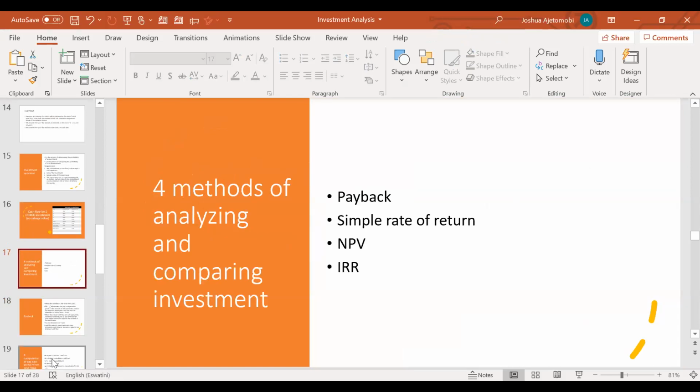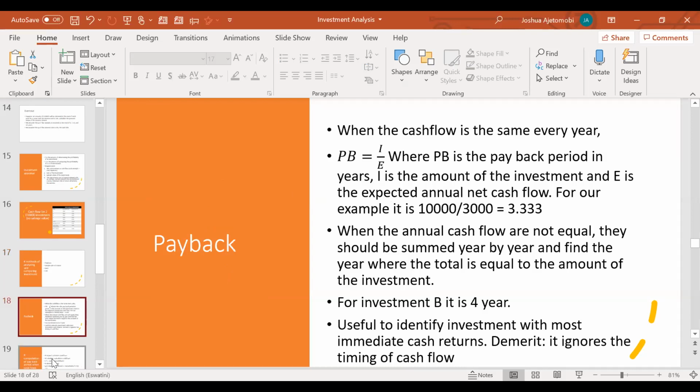So there are four different methods of analyzing and comparing investments that we want to look at. One is payback period. Then the other one is simple rate of return. Then we have the net present value, then internal rate of return. So let's look at them one by one.